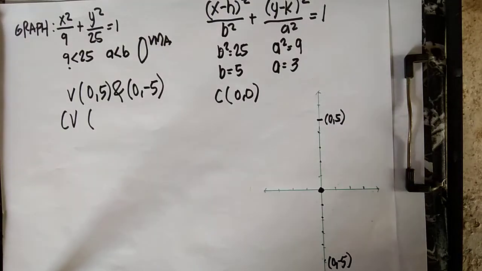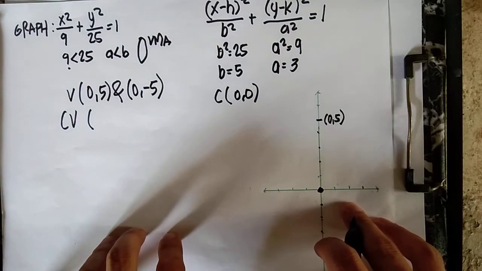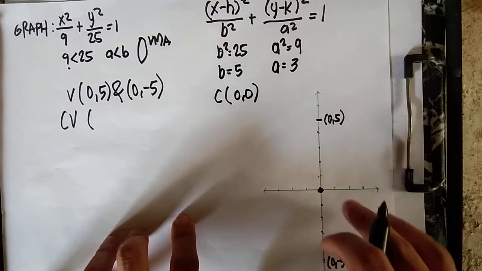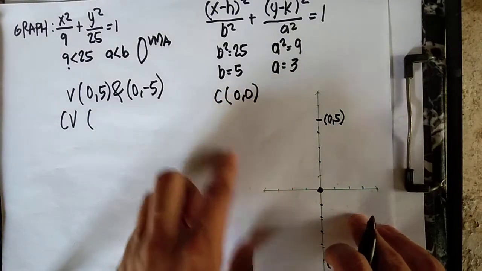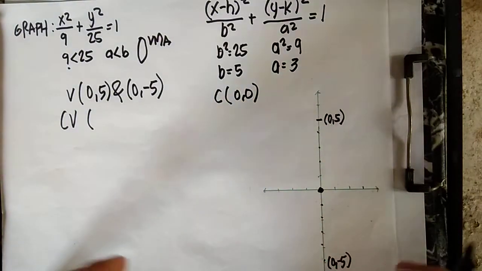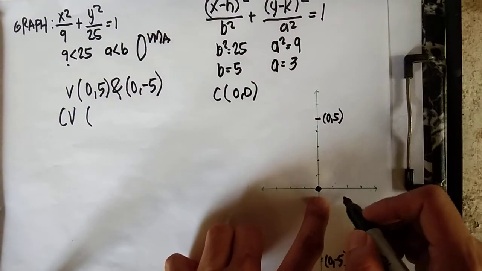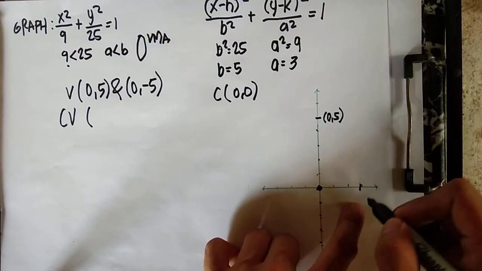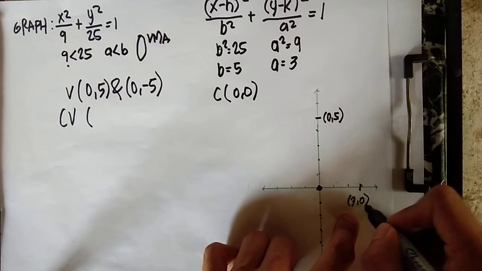So, yung ating co-vertex naman ay manggagaling doon sa ating A. So, since yung ating axis is at vertical, patayo, so bibilang tayo ng 3 doon sa kanyang x-axis or doon sa pahiga. So, mula dito sa center natin, bibilang tayo ng 3 points. So, we have 1, 2, 3. And this coordinate is at 3, 0.